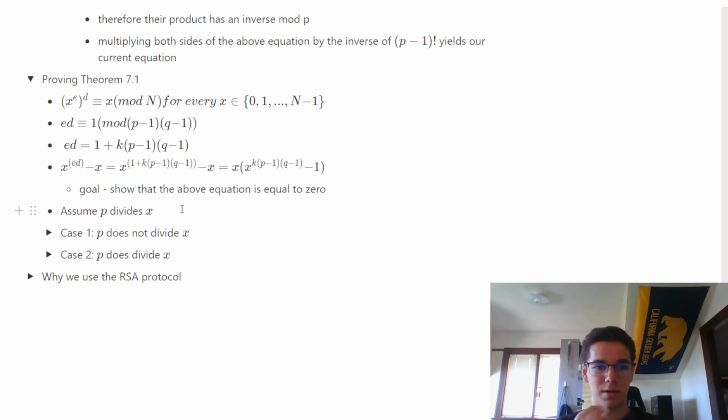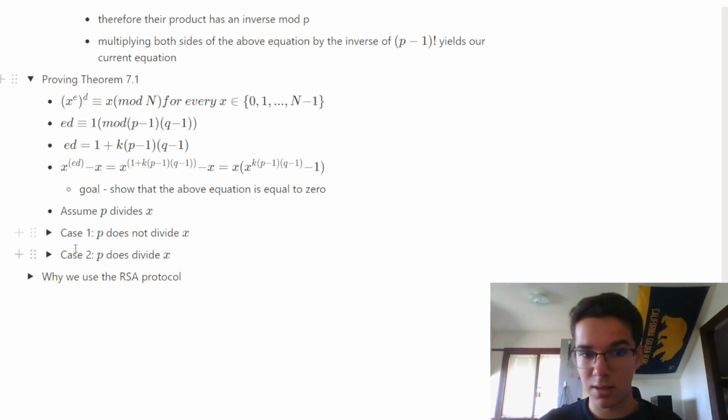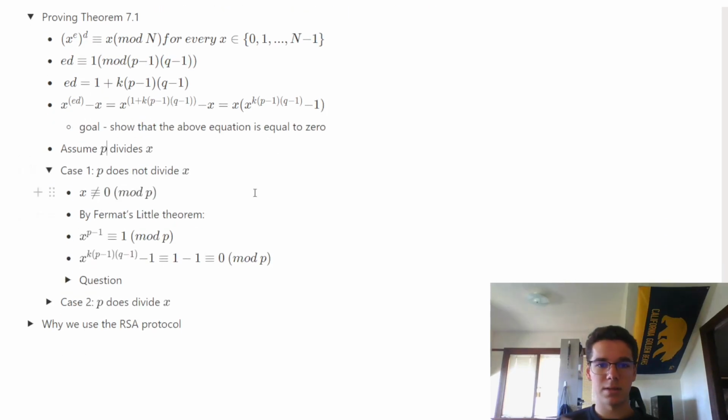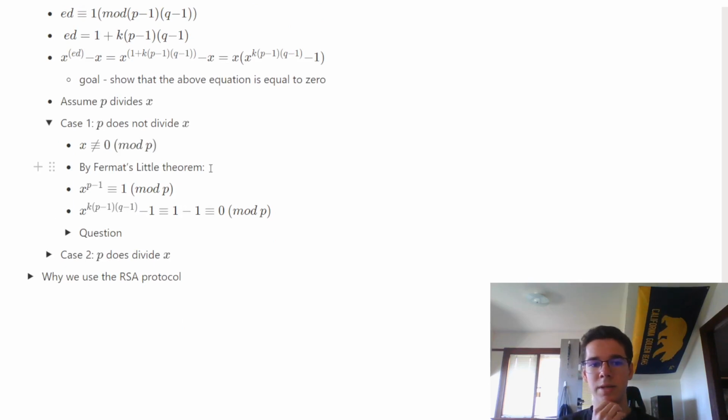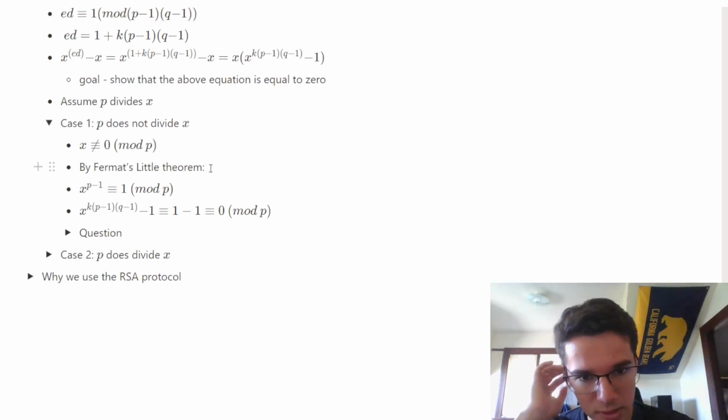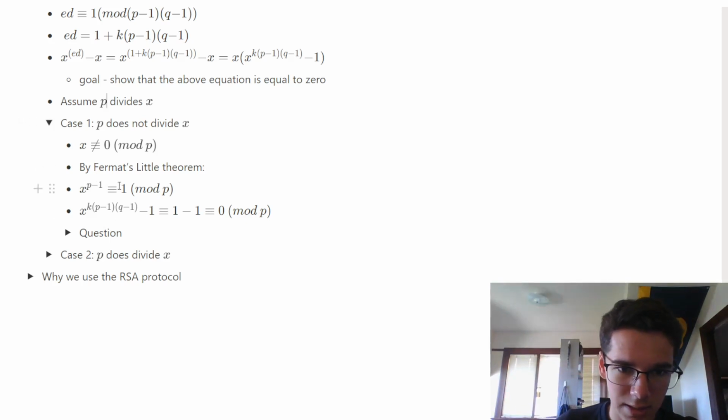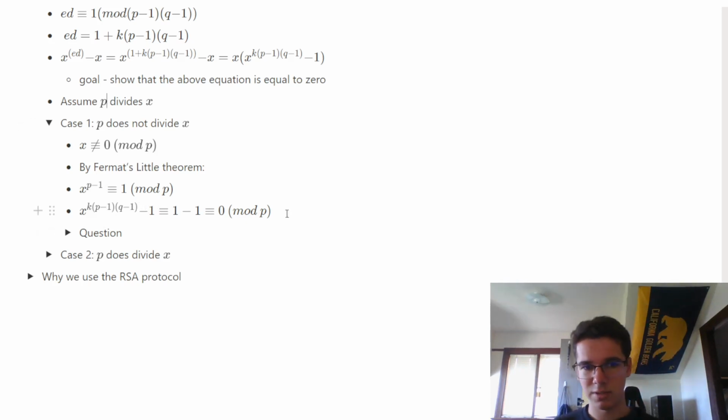We're going to do that by assuming arbitrarily that one of our prime numbers that makes up n, say p, either divides x or doesn't. So it could be the case that p does not divide x. If p does not divide x, then x mod p does not equal 0; there's some remainder there. So by Fermat's little theorem, x to the p minus 1 is congruent to 1 mod p, and you can look back at what we previously stated to confirm this for yourself. If x to the p minus 1 is 1, then 1 to the k times q minus 1 becomes 1, and so we have 1 minus 1, which is equal to 0 mod p.